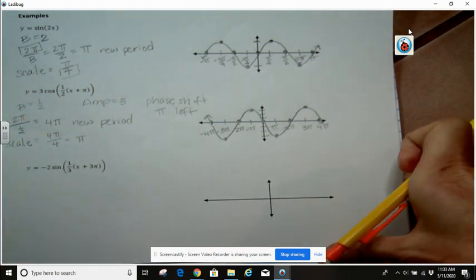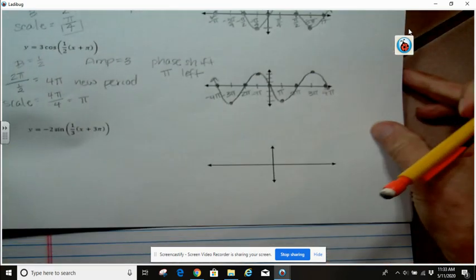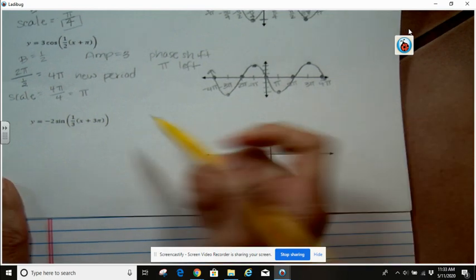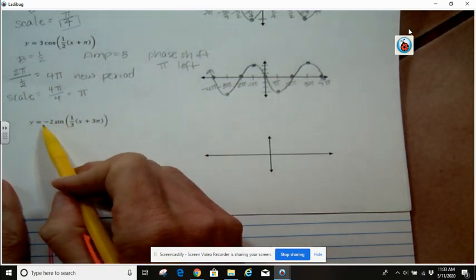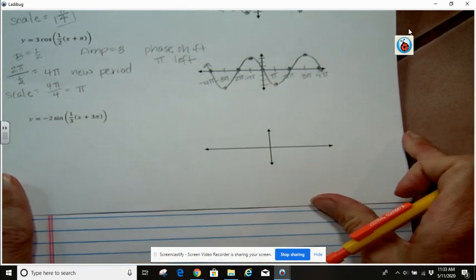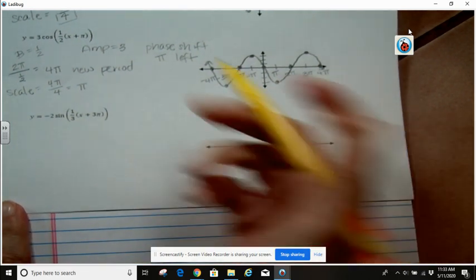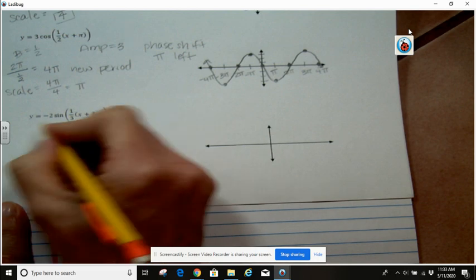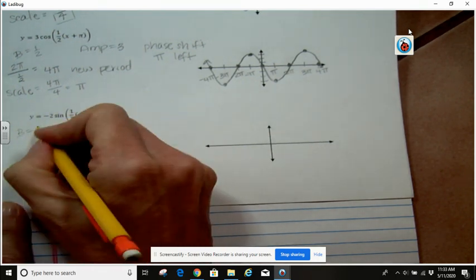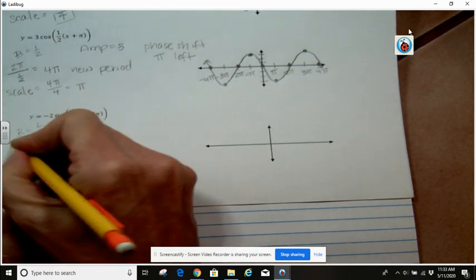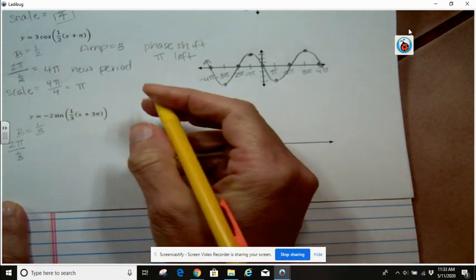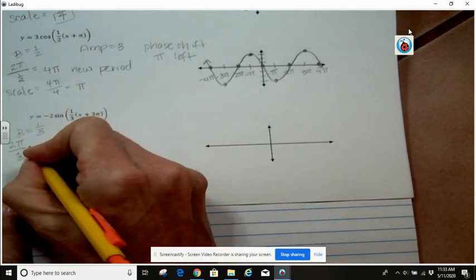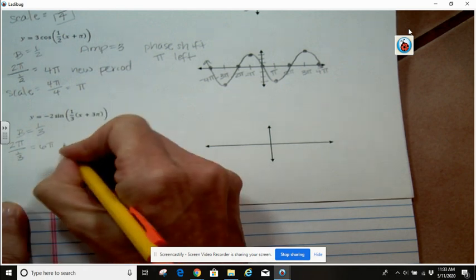Okay, so we have another example. This also has a period change and a phase shift. It has an amplitude, and this time the amplitude has a negative in front of it, so we have to talk about what happens there. I always start with the b value first. That is 1/3. So 2 pi divided by 1/3. Dividing 1 by 1/3 is the same as multiplying times 3. So 6 pi is my new period.